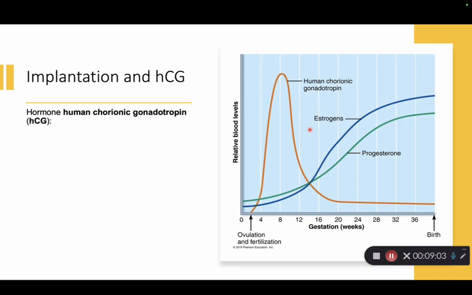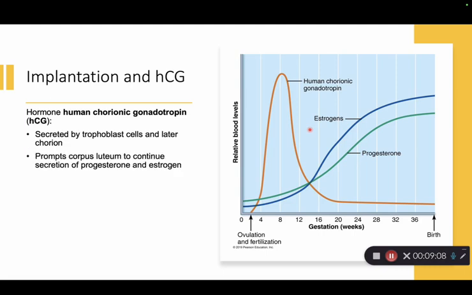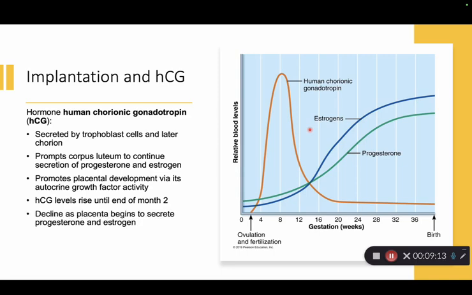The hormone human chorionic gonadotropin, or HCG, is secreted by trophoblast cells and later by the chorion, and it maintains the corpus luteum, which continues to secrete progesterone and estrogen, thereby sustaining the endometrium. HCG levels will rise through the first trimester and then decline as the placenta takes over hormone production. Clinically, this is the hormone that we use to detect pregnancy using a pregnancy test. We can see this timeline here in this graph based off of weeks of gestation.